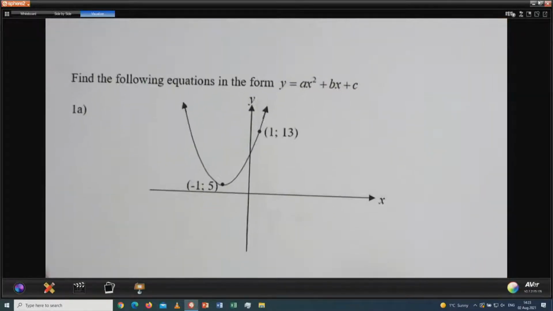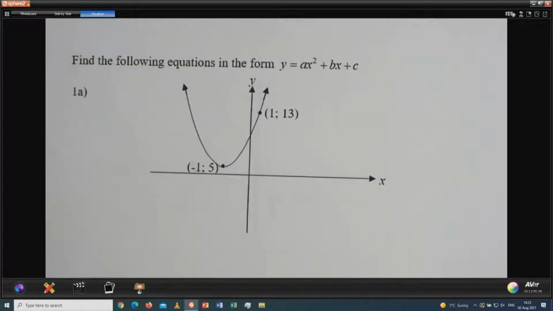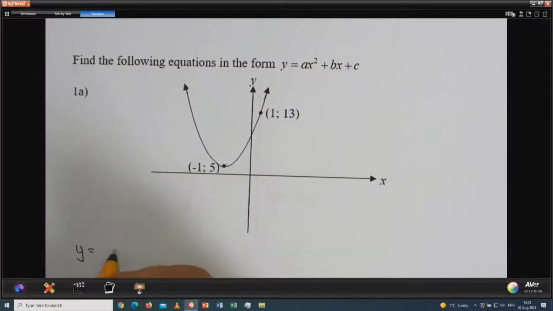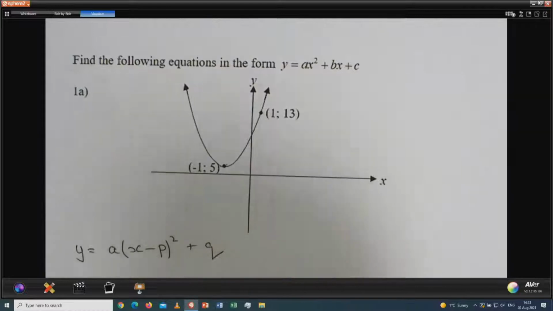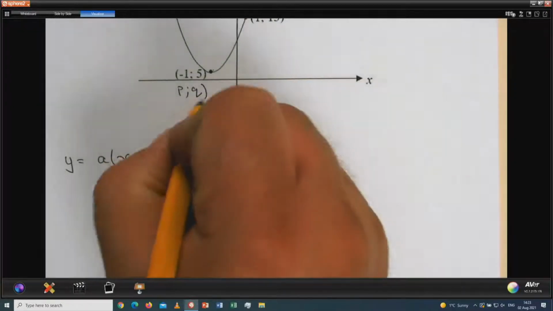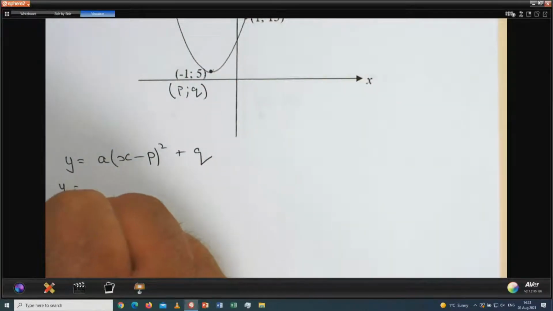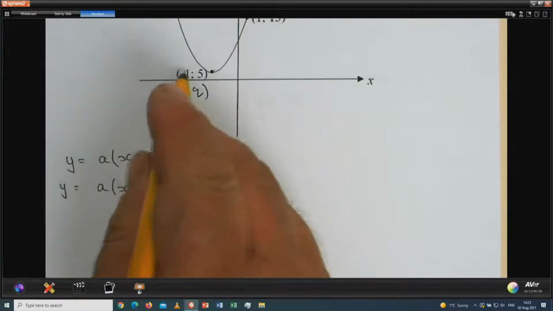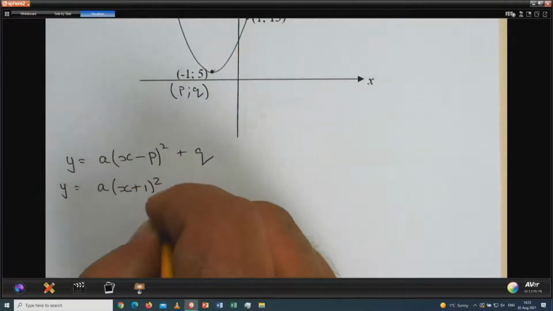Right, in this case, we need to find the equation. We've got to find the equation in that form. We are given a turning point and a point, so we're going to make use of the equation y is equal to a(x minus p) squared plus q. Your first step is to substitute your turning point, that is your p and your q value. So y is equal to a(x plus 1) squared plus 5.